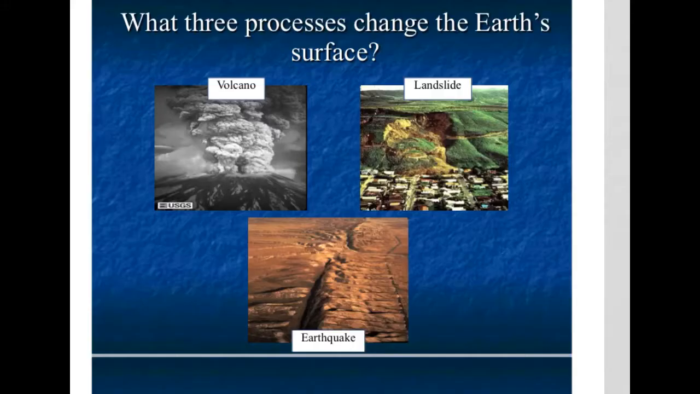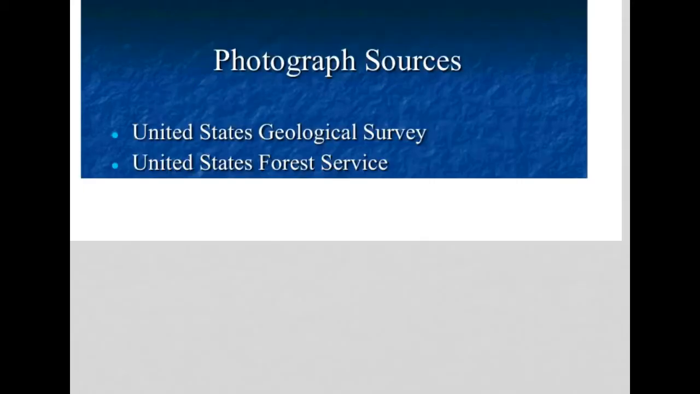So there are 3 processes that change the Earth's surface rapidly: volcanoes, landslides, and earthquakes.